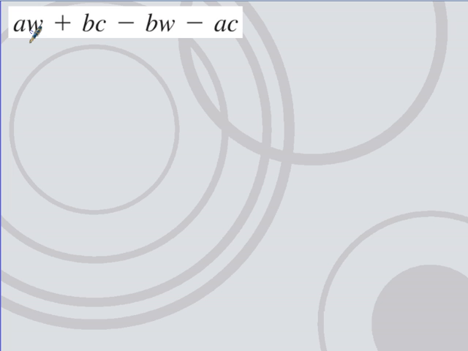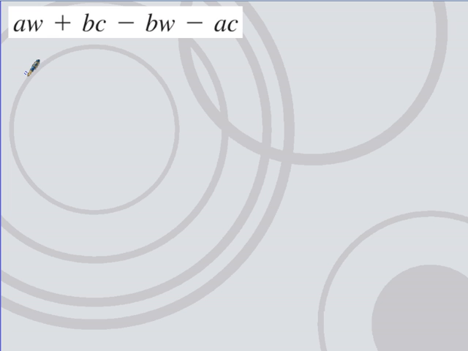Factor by grouping: group AW and BC, and group BW and AC, and look at that. Dalton, AW and BC, is there anything common there? No. So that was pointless. Right? Any ideas?